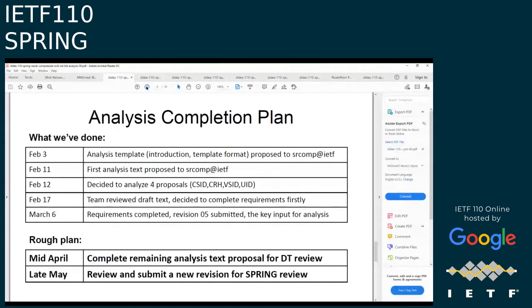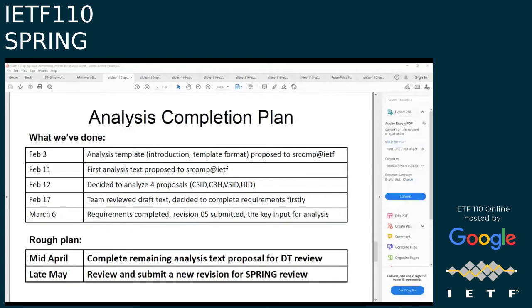So next page gives us some progress of this draft, and we started this draft from February, and now we have submitted the 00 version, which is a template for introduction and the format.